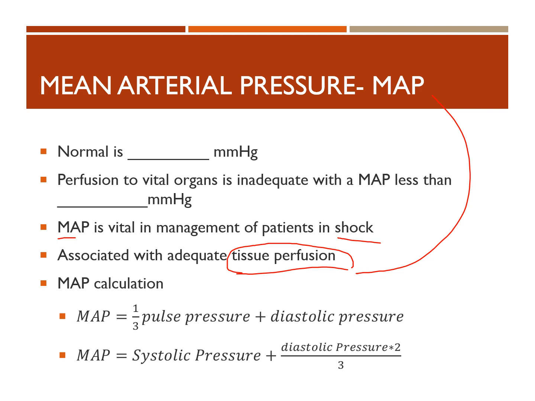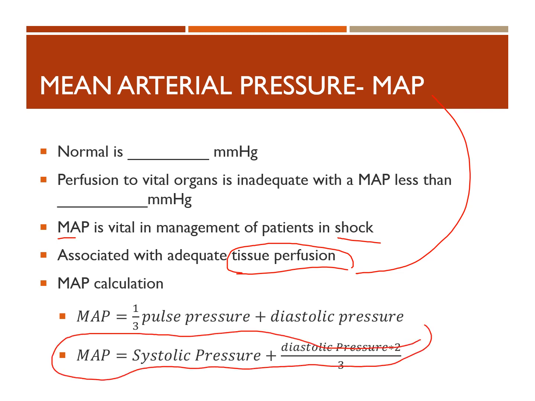Calculation, I will expect you to do this, of course. Systolic plus diastolic times 2/3 is the one that I use. There's another one here from your Wilkins. You can do a third of your pulse pressure plus your diastolic pressure mathematically. They're identical, so have fun with that.